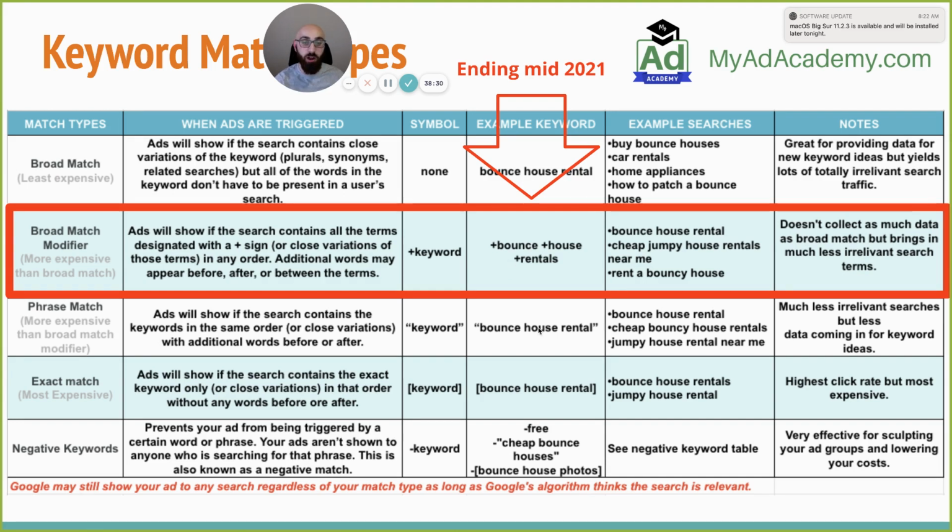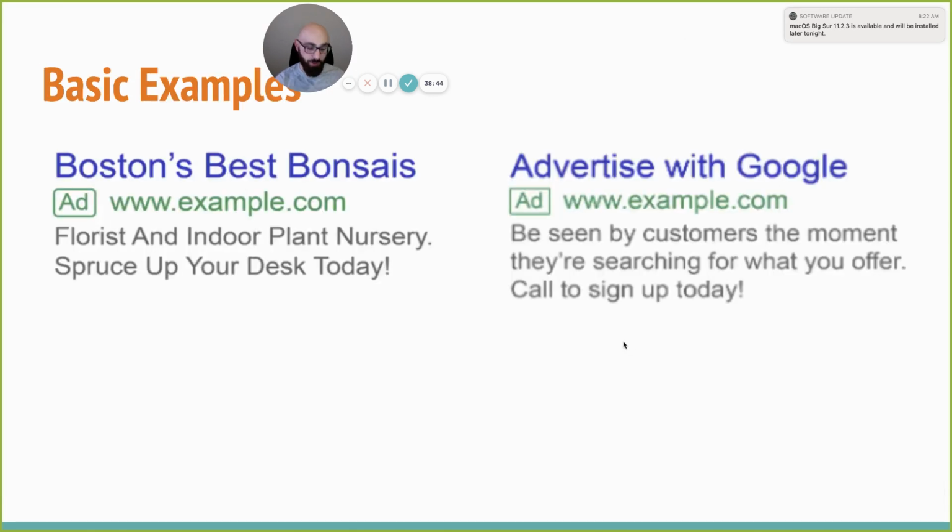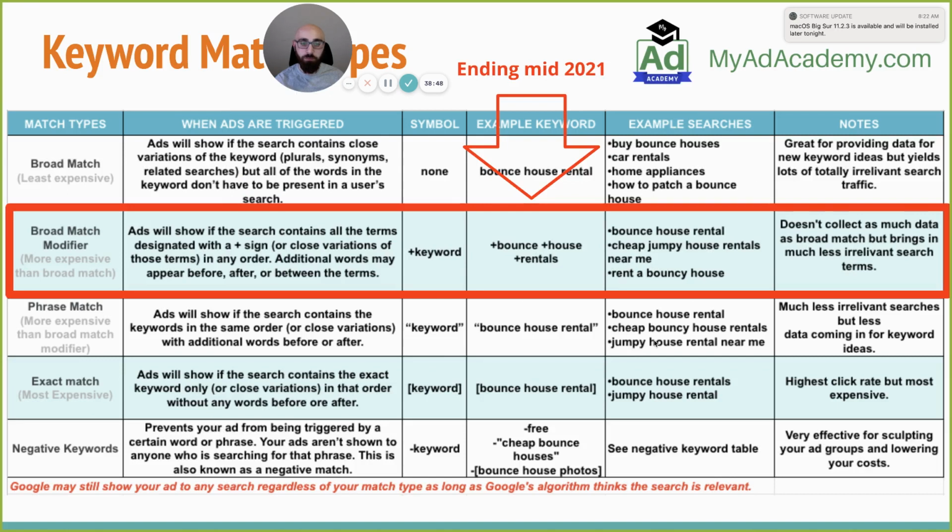So according to Google, phrase match is now going to do what this one used to do or is doing now, and it will do historically later on. So you just want to put them in quotations, and this will keep them in the same order. Okay, so this will bring in bounce house rental, cheap bounce house rentals, jumpy house rental near me, because bounce is similar to close variants of jumpy. So that's what these will bring. This will bring in a wide variety of stuff.